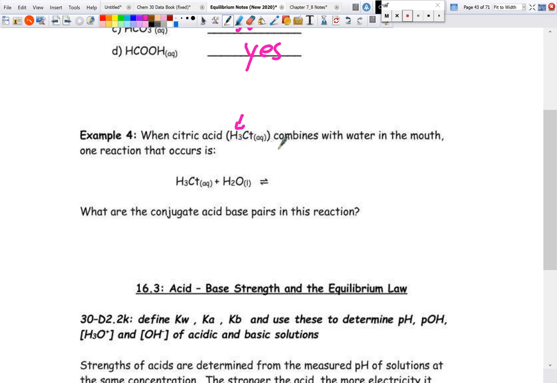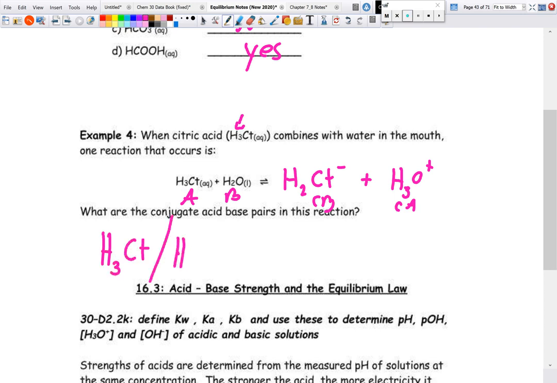Where this one says citric acid combines with water in your mouth, one reaction that occurs is this. We have our reactants right here. This is our acid and this is our base. That means we need the conjugate acid and conjugate base. So when we're listing out the conjugate acid and base pairs for this reaction, we have our acid H3Ct and its conjugate base H2Ct-, and we have H2O, the base, and the conjugate acid H3O+.